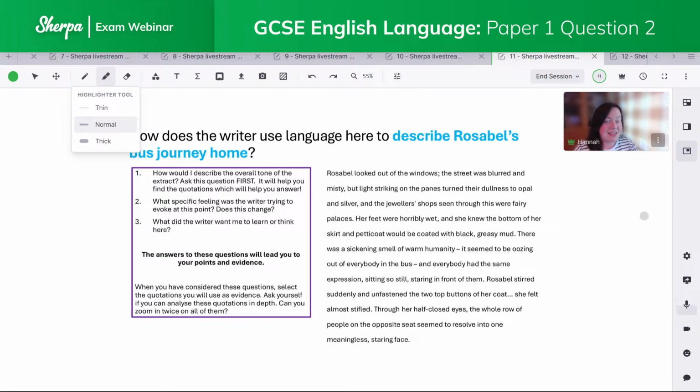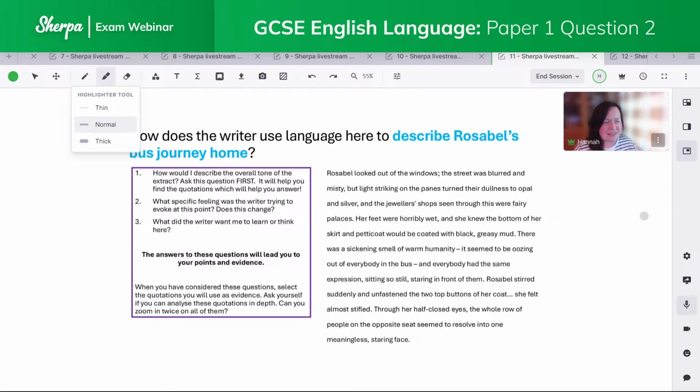So again, I've got these hints that the overall feeling of this is just, well, ugh, a bit dirty, smelly. The idea of warm humanity, that's sweat. It's a bit too warm and stuffy on the bus. I'm sure lots of us have probably experienced a similar thing on buses and trains when they're full. So, yes, the overall feeling is one of discomfort again, one that is emphasising that this is not a nice time on the bus.